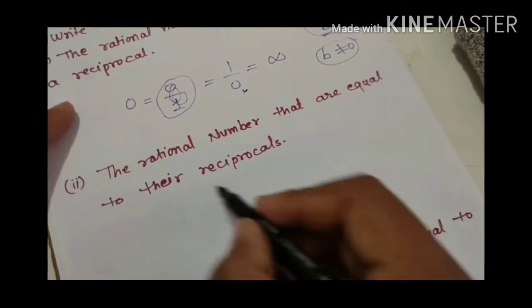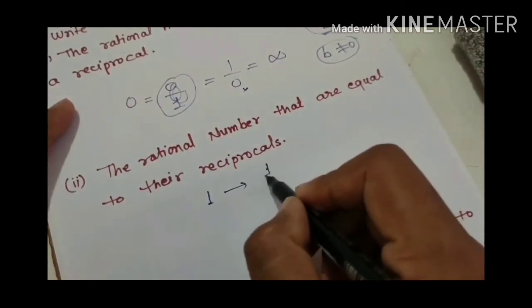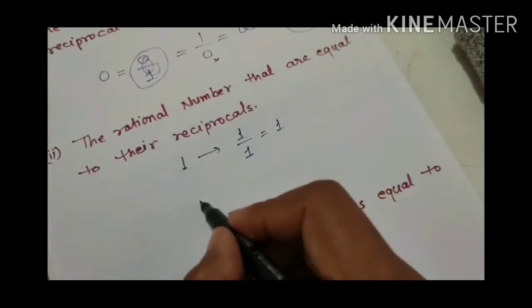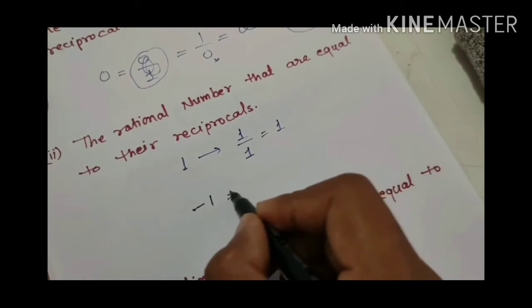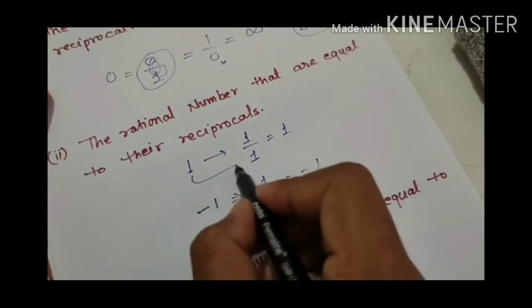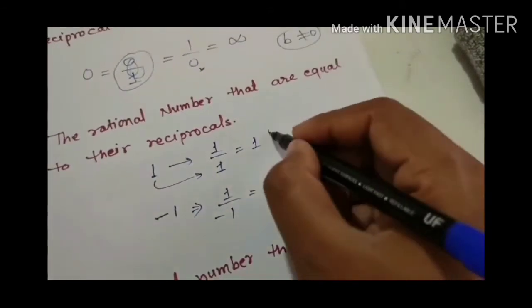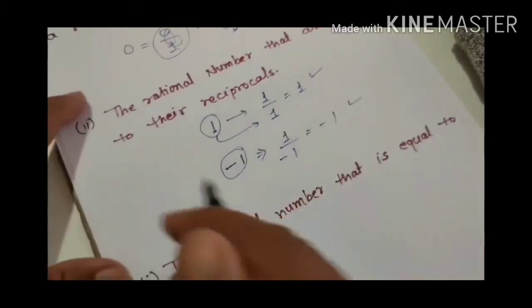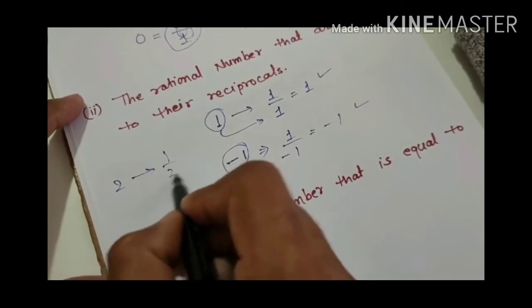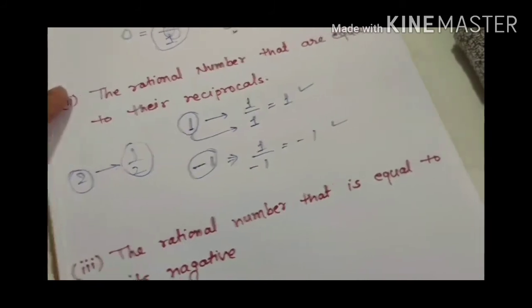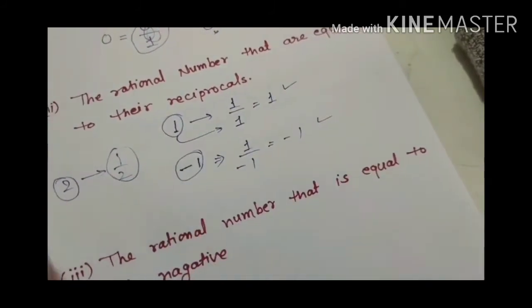Same thing, the rational numbers that are equal to their reciprocal. The number which is equal to its reciprocal, in that example we did, the reciprocal of 1 will be 1 by 1, which is equal to 1. You can write minus 1. Minus 1 reciprocal, what will it be? 1 upon minus 1, the same minus 1. Only these two numbers have the same reciprocal. If you see others, it will change. 2 became 1 by 2. Only these two numbers have the same reciprocal.